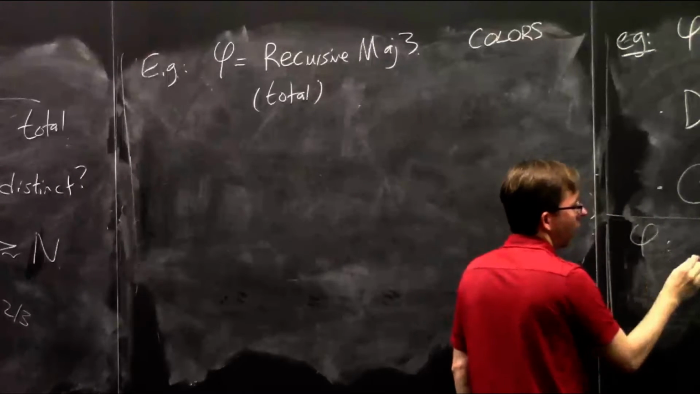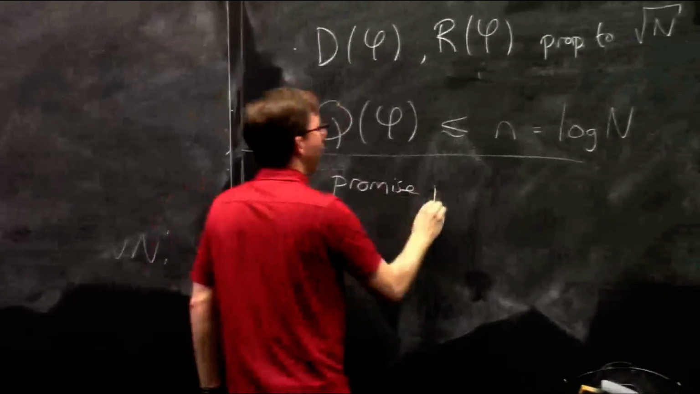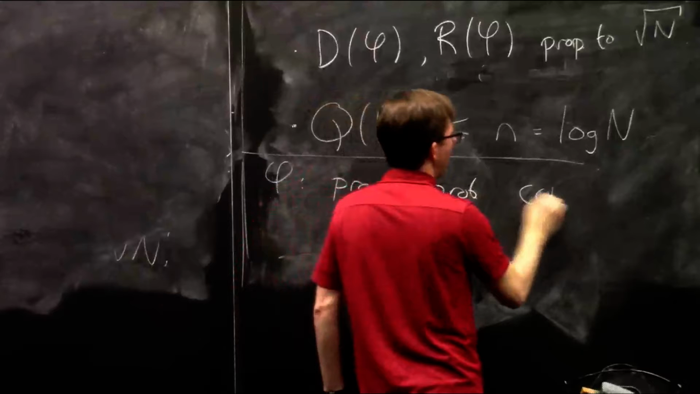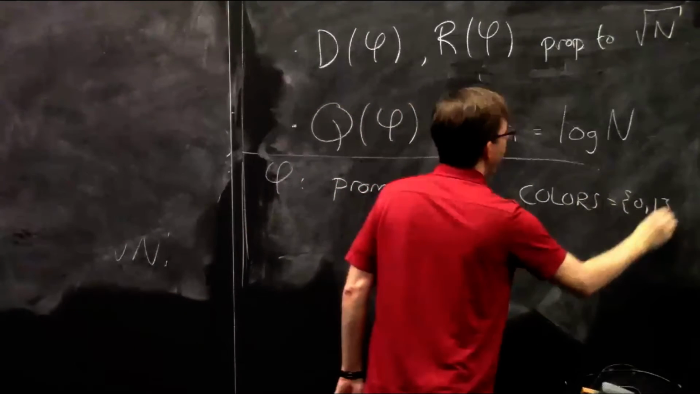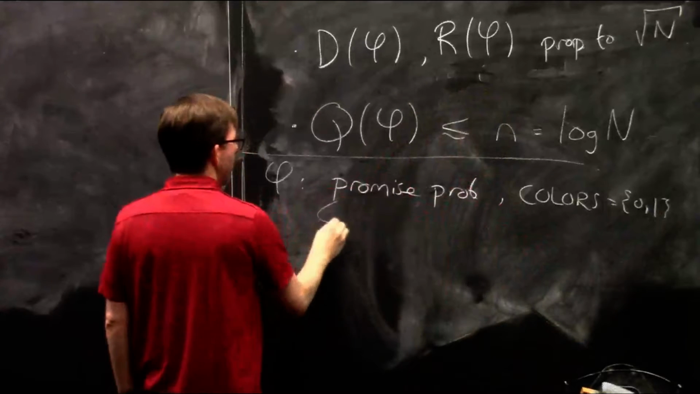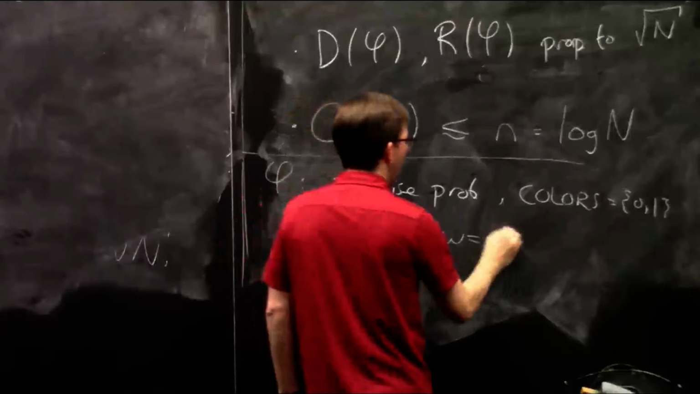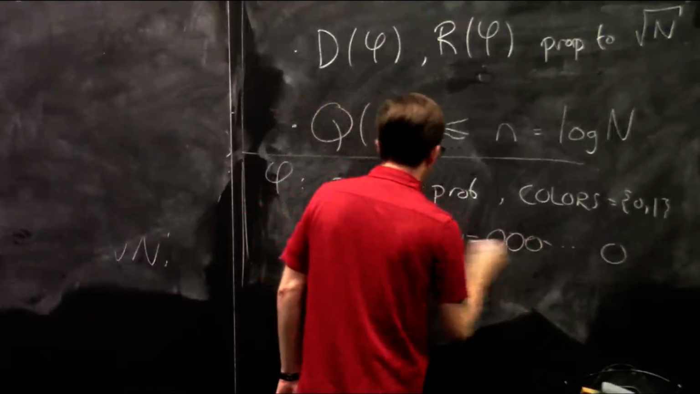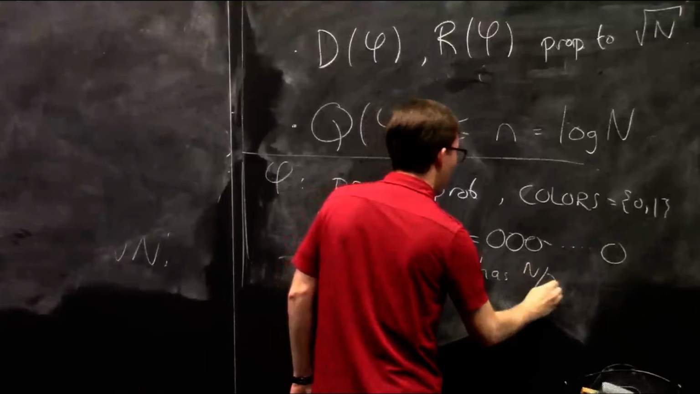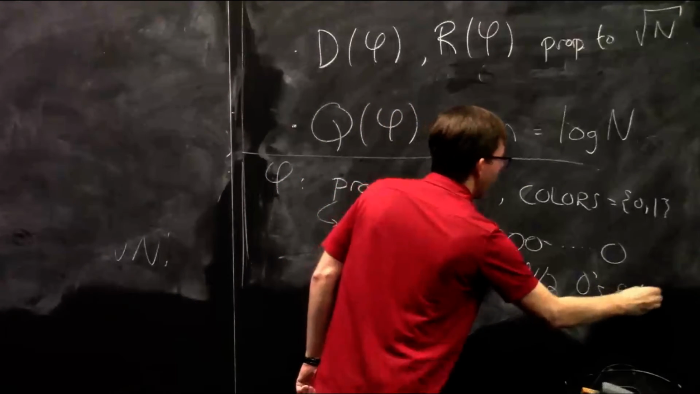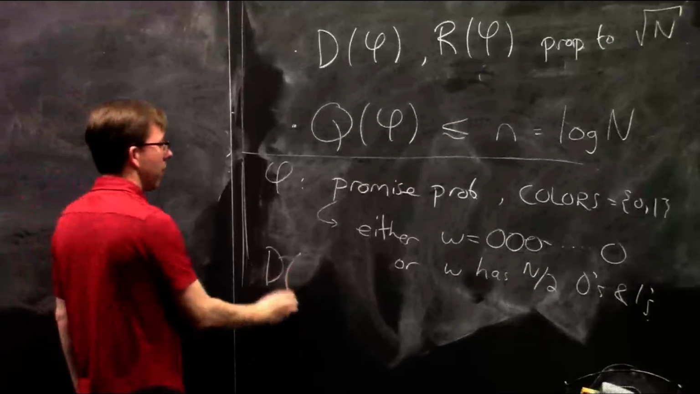This is like a severe promise problem where the colors are going to just be 0, 1. So you're given a string. And the promise is that either W is all zeros or it's half zeros. And you have to tell the difference. OK, so what is the deterministic complexity of this?